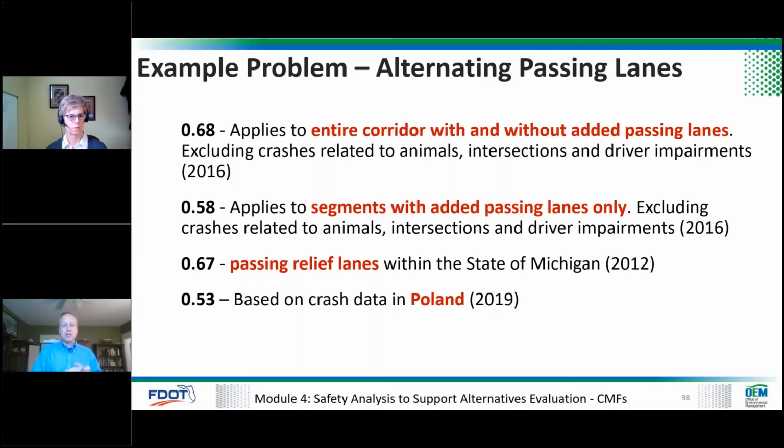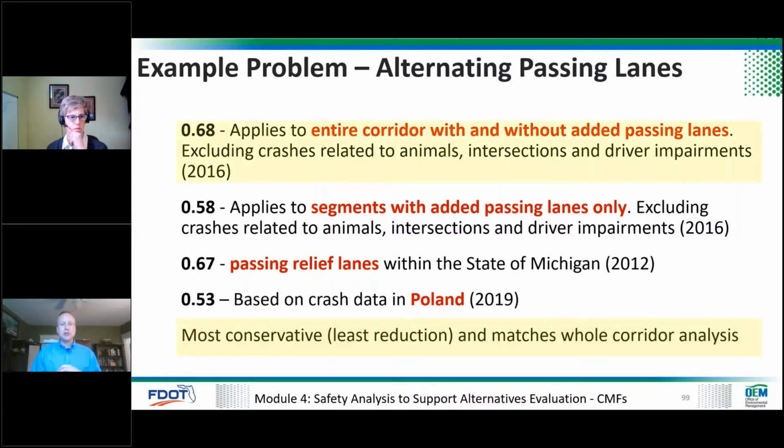In this particular case, the first one applies to the entire corridor with and without added passing lanes, and excludes crashes related to animals, intersections, and driver impairments. The second one applies to segments with added passing lanes only. As I discussed, this section doesn't have that. We're looking at the whole 13 miles, and it isn't passing lanes the whole way. The third one is a Michigan study for passing relief lanes. The fourth one is literally a study out of Poland, so I didn't think it applied.